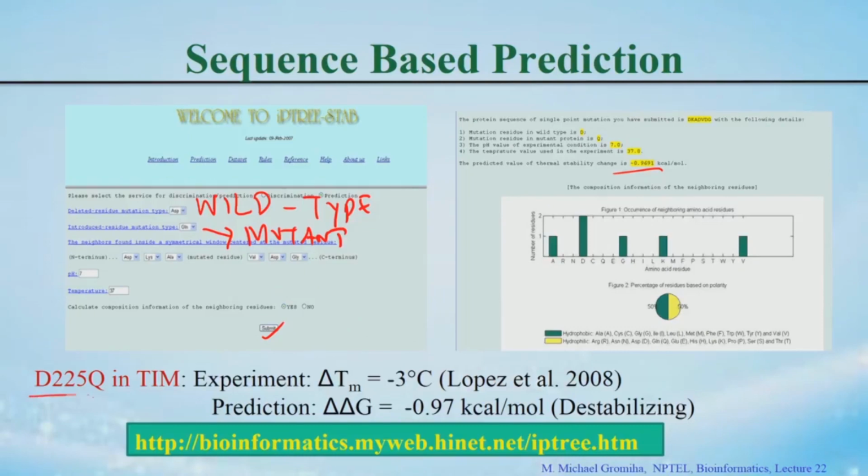So, one example I give is T225U. Here the experimental Tm is 33 degrees and our prediction is also minus 0.97, both are destabilizing, but here we know only the Tm values, which are anyway 2 to 3 times higher than the delta G values. So, you can use the server also if the structure is not available, you can use the server for predicting the stability upon mutations.